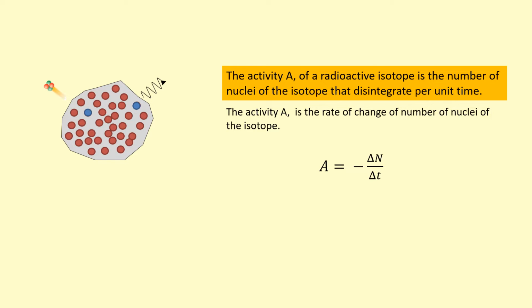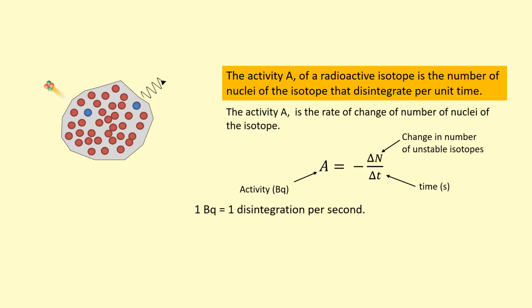So you can use this equation here, where delta N represents the change in the number of unstable isotopes, delta t represents the change in time, and A is the activity in a unit called becquerels. It basically means per second. So 1 becquerel is 1 disintegration per second.